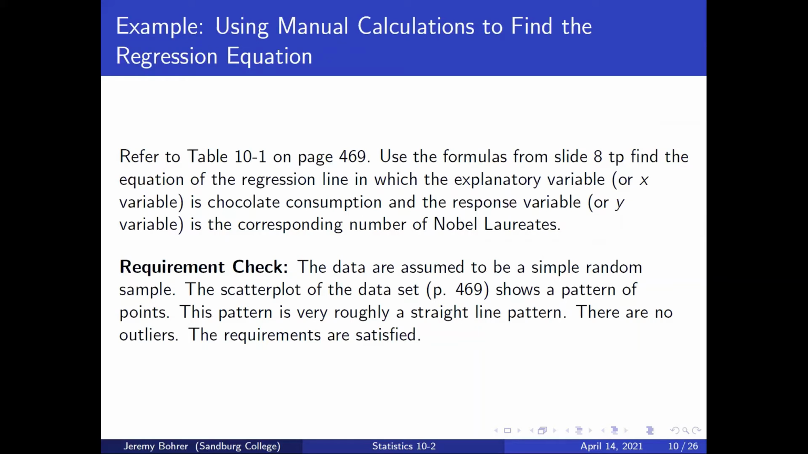Refer to Table 10.1 on page 469. Use the formulas from slide 8 to find the equation of the regression line in which the explanatory variable, or x variable, is chocolate consumption, and the response variable, or y variable, is the corresponding number of Nobel laureates.